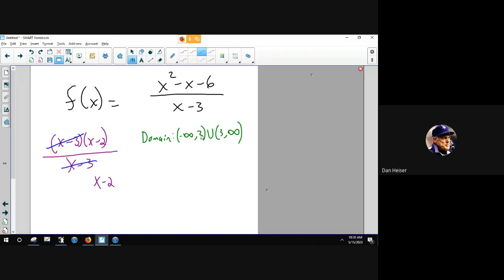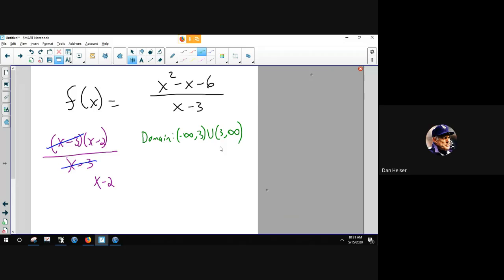And we have to deal with the original function. Yes, this is nice and convenient 99.99999% of the time. But it's not the original function. It's a simplified version for convenience. It is not f of x. This is f of x.